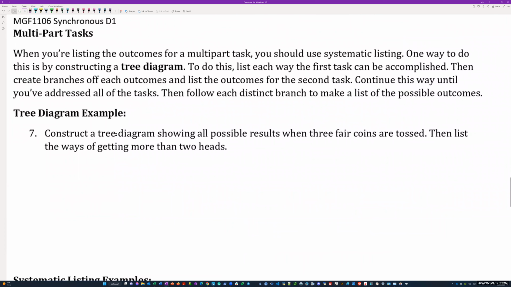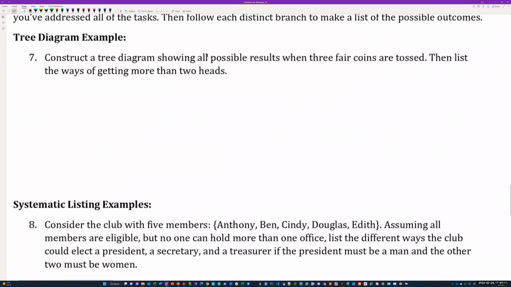Now he says you should write a tree diagram. 3 fair coins are tossed. All right, 3 fair coins are tossed. How many different possible outcomes are there with respect to the outcomes on each coin? Now you flip 3 coins. How many different possibilities are there? Write them all down.